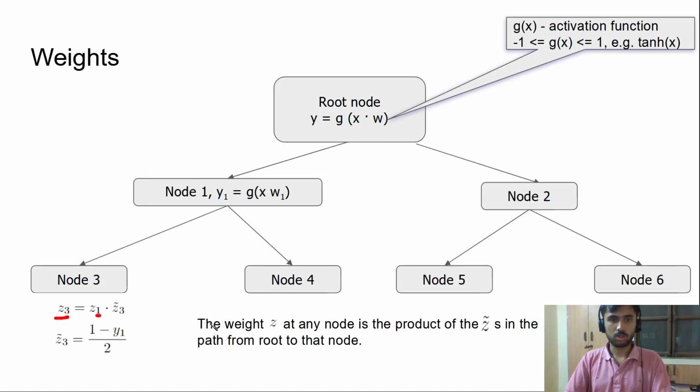This means that here the weight z at any node is the product of the z hats in the path from the root to that node. z3 is the product of z1 hat and z3 hat.